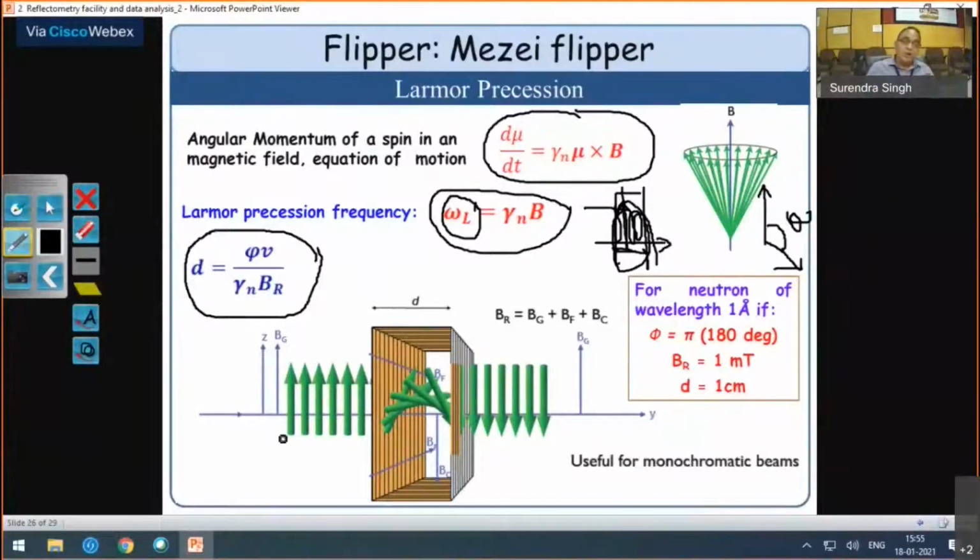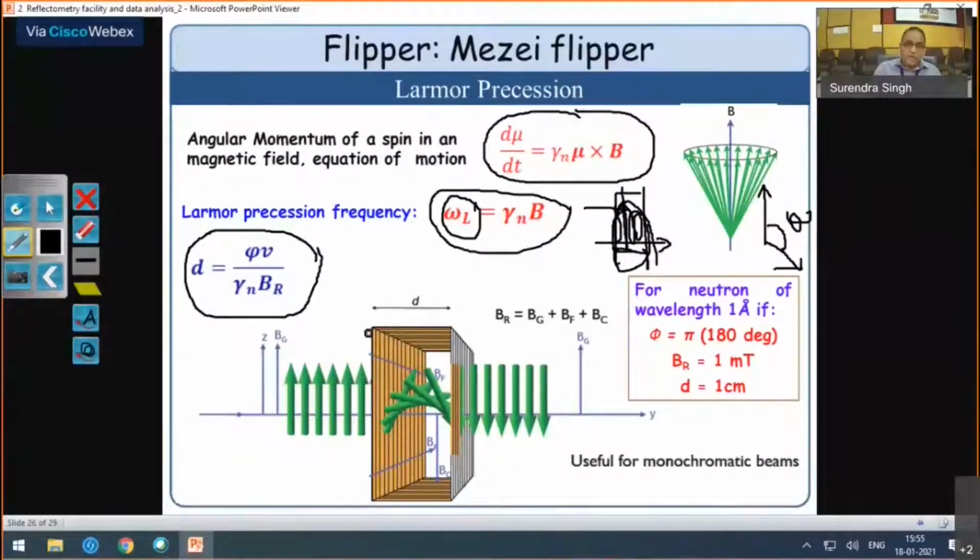Suppose we have a polarized neutron, one spin neutron, coming in, and Bz is the guide field, which I said is required. Otherwise stray fields will be there, which will try to precess the neutron, and you will lose the neutron spin. So this guide field is very small, around 20 Gauss or something like that.